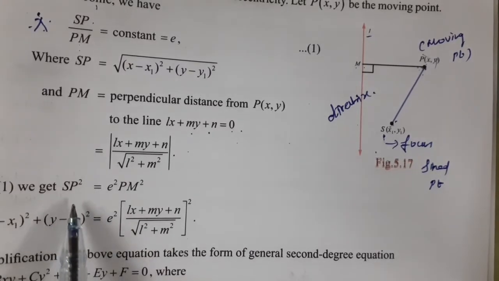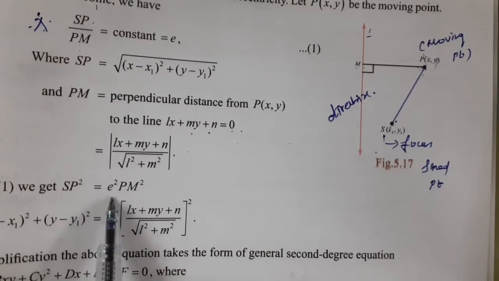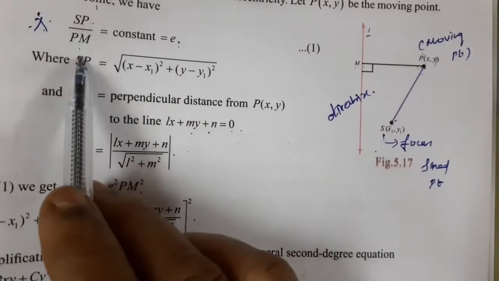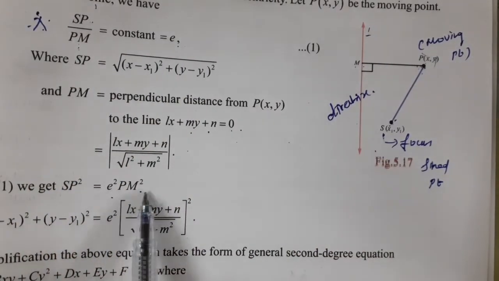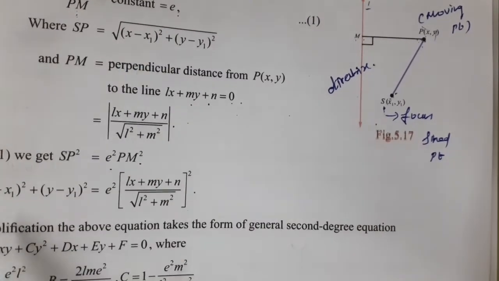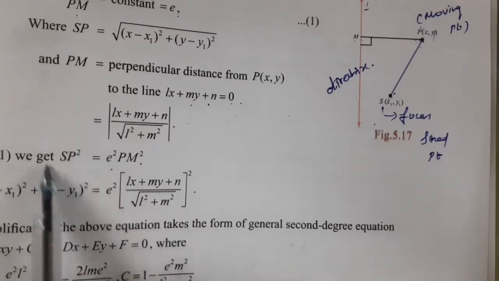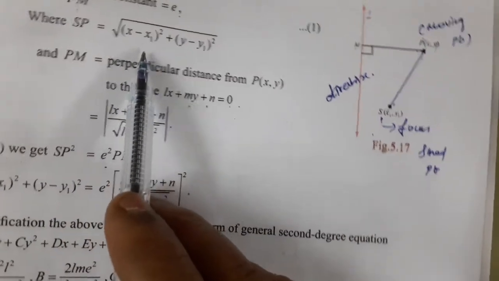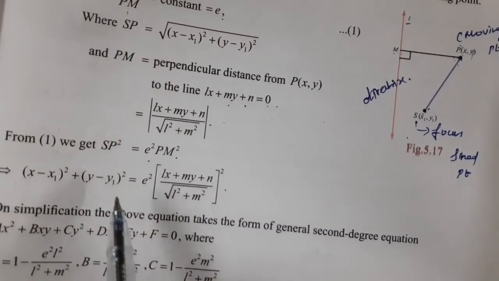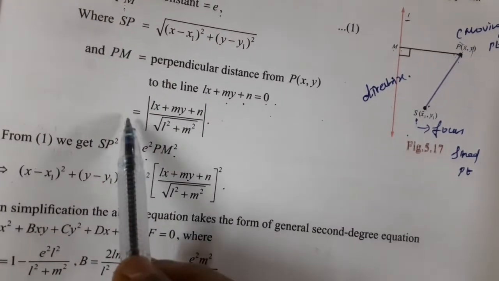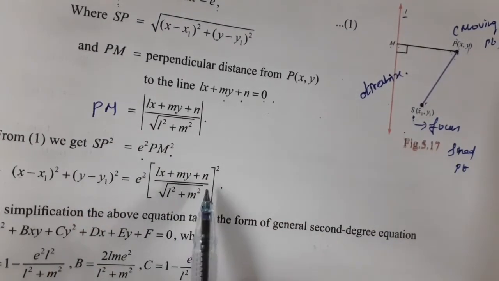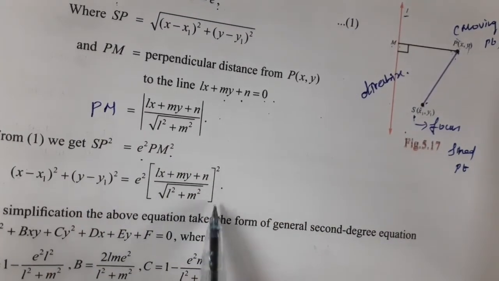Squaring on both sides, since SP by PM equals E, SP square equals E square into PM square. SP is the square root of x minus x1 the whole square plus y minus y1 the whole square, so squaring cancels the square root. We get x minus x1 the whole square plus y minus y1 the whole square equals E square into PM square, which is Lx plus My plus n divided by root of L square plus M square, the whole square.